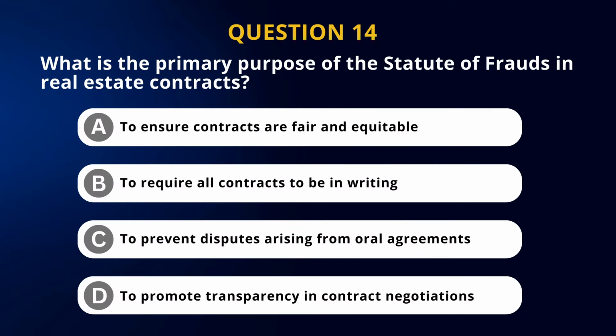Question number 14. What is the primary purpose of the statute of frauds in real estate contracts? Letter A, to ensure contracts are fair and equitable. Letter B, to require all contracts to be in writing. Letter C, to prevent disputes arising from oral agreements. Letter D, to promote transparency in contract negotiations.